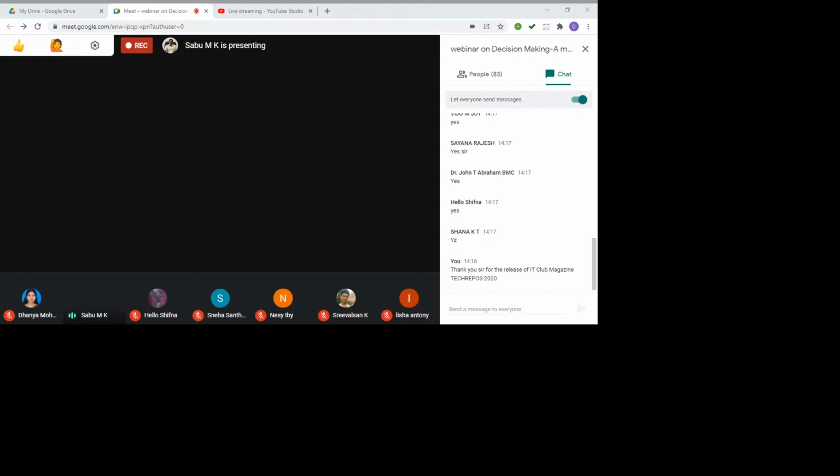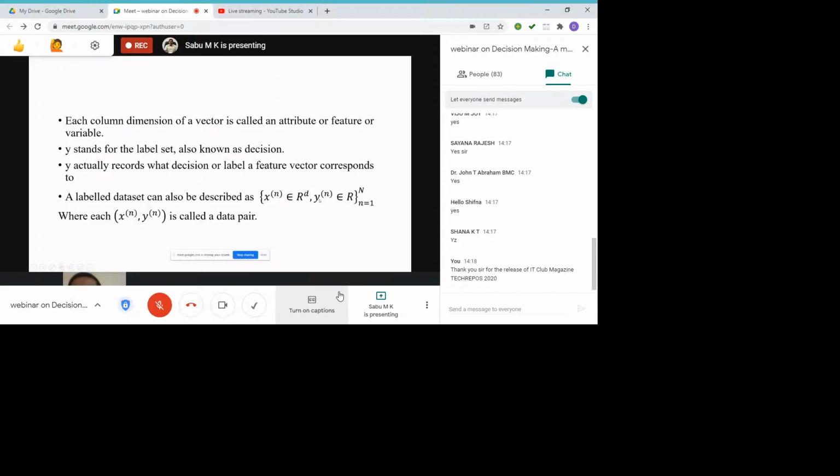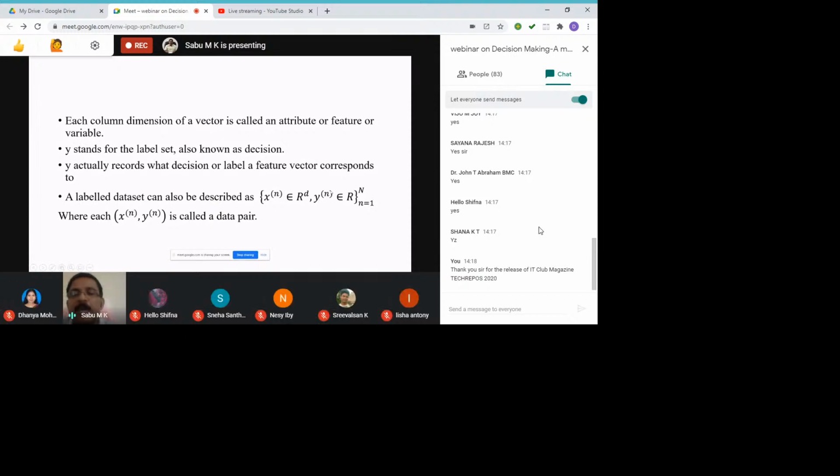Real numbers, and this is a d-dimensional vector. Then yn, that is the label of the nth patient, or the disease associated with the nth patient, and that is always a real value r. That means we can represent that information with the help of a real value or a nominal value, etc. And here the data set can be represented in this way: xn comma yn.